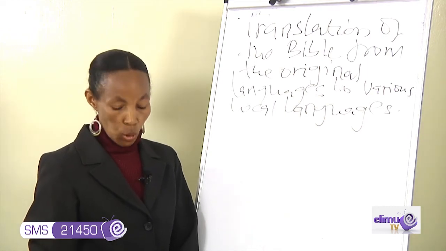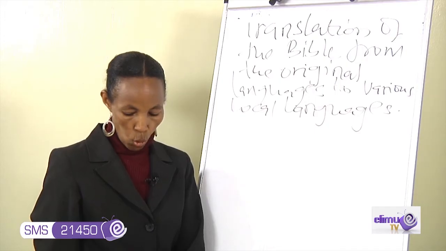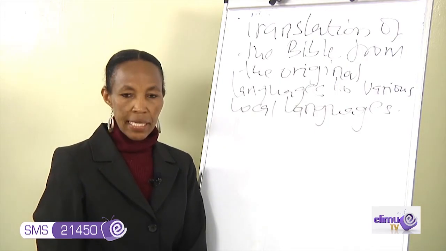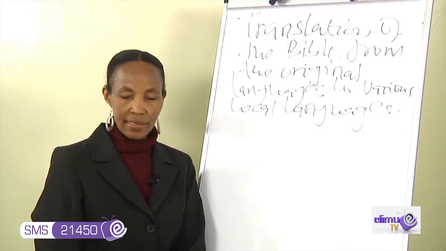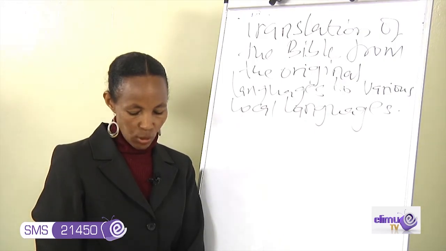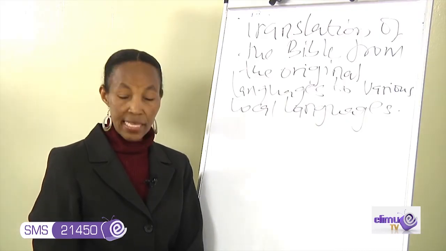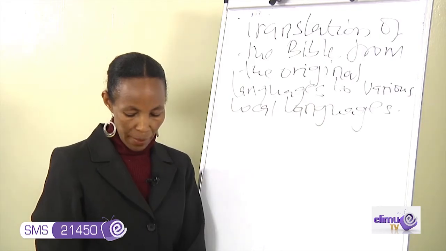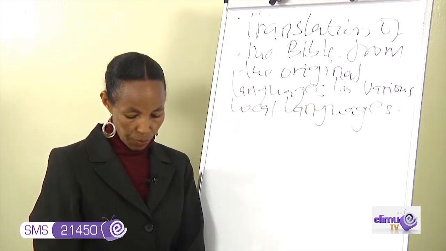It is important to note that the Old Testament section of the Bible was originally written in Hebrew, as Hebrew was the language used by the Israelites. And that is why the original Bible was first written in the Hebrew language. Later, the Bible was translated from Hebrew to the Greek language.